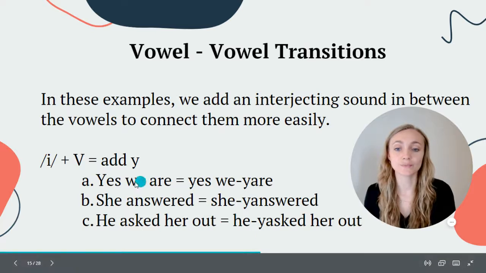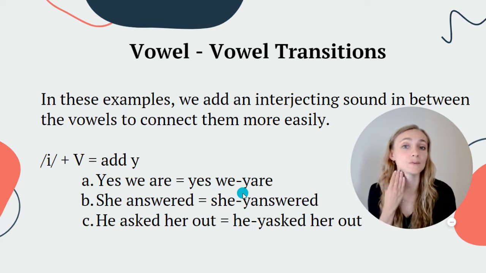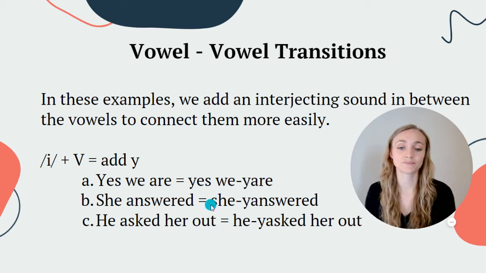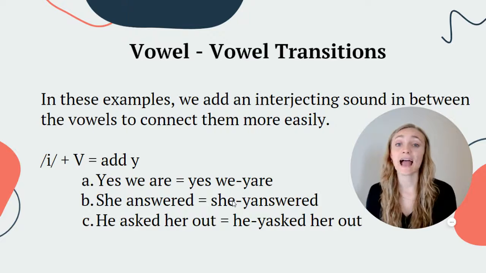For this first example, yes, we are, we're going to hear the we and are combined with a y coming from the back of the throat. Yes, we are. Or in she answered, we hear no pause there. It's not she answered, but rather she answered. He asked her out. Not he asked, but he asked. He asked her out.